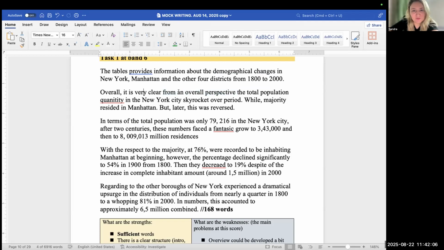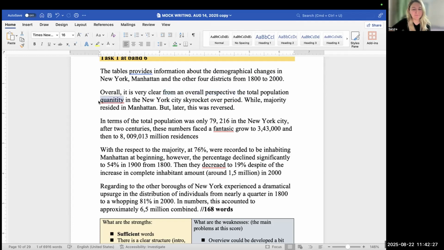Like, what is that? "It's very clear from an overall perspective." Maybe we're missing something like that. So this is one of those things. And level 6.5 writings actually have a lot of such expressions that are not used correctly. Probably you'll see a lot of that here as well. Let's see, "the total population quantity."